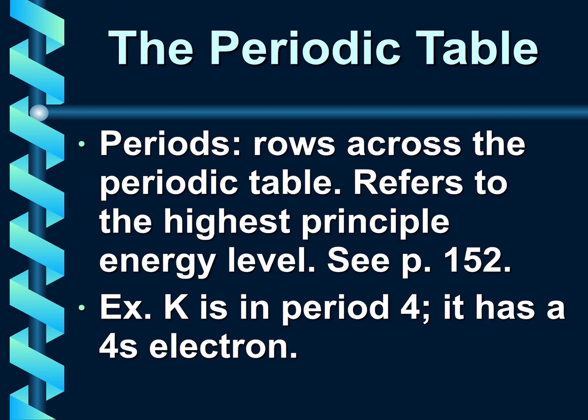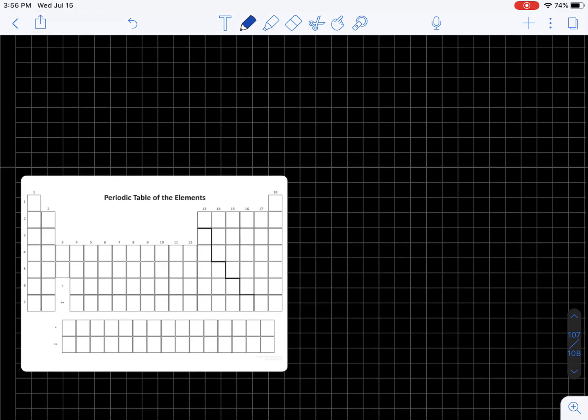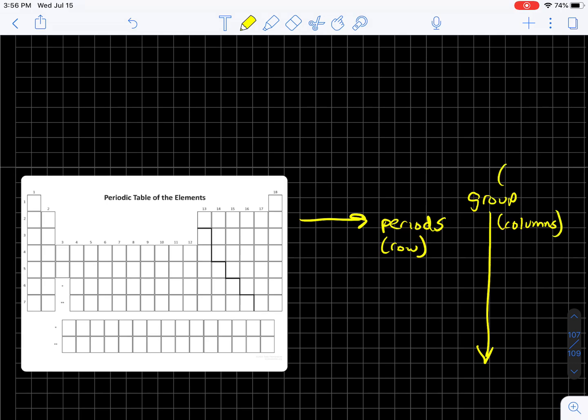Second way of classifying the periodic table is based upon periods and rows. And here's what they want you to know about it. Periods go from left to right across the table, and groups... in other words, a period is a row, and groups are the columns. And groups are sometimes called families. And I'll explain why in just a moment.